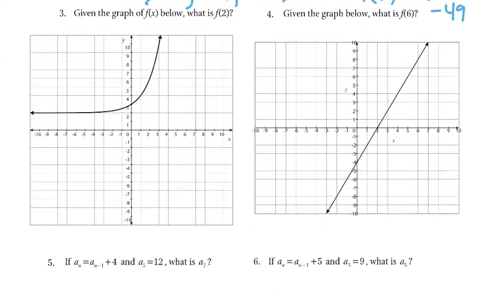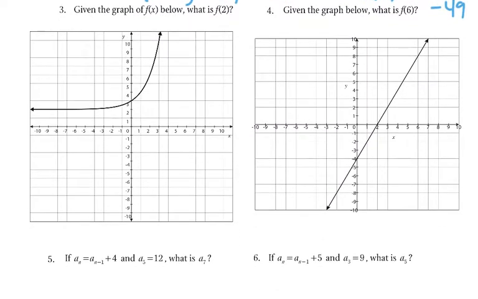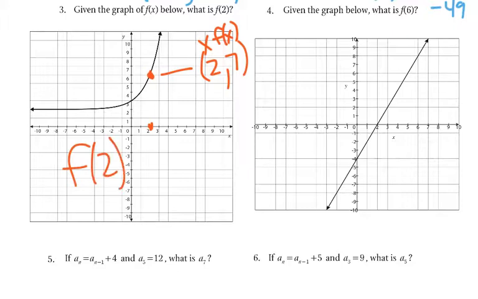Alright. Now, number 3, given the graph of f of x below, what is f of 2? So this stands for our x value, that's our input. So I go to 2, then I go up to where my graph is. Okay, my graph is right here, so that's the point. And what's that point? It's 2, 7. So if my x is 2, what is my f of x? It's 7. So f of 2 equals 7.